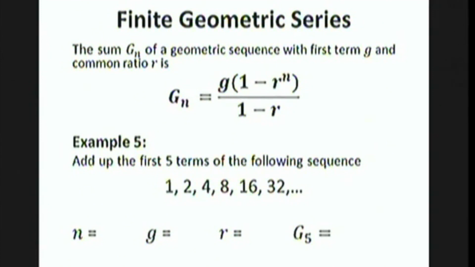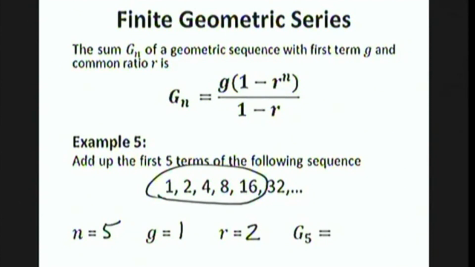Okay, so of course we could do this just by adding up the 5 terms by hand, as we've seen, but just to get a little practice using the finite geometric series formula, let's do it using the formula. So we want to add up these 5 terms. n here is the number of terms we're adding, which is 5. g is the first term, and r is the common ratio, which is 2. You can get that by dividing 2 over 1, or 4 divided by 2, or 8 divided by 4, and so on.